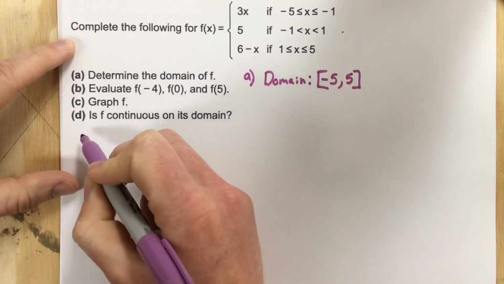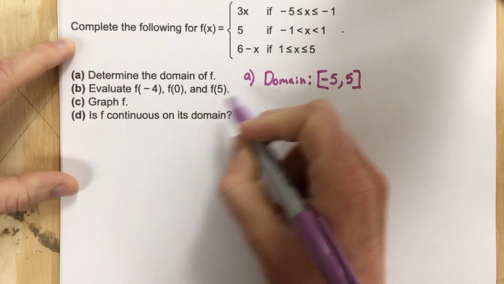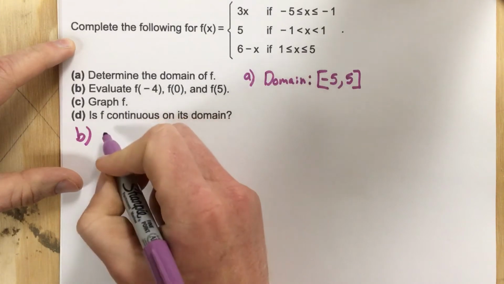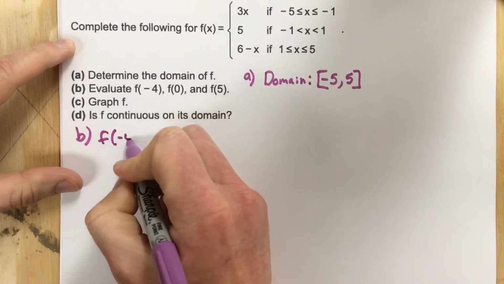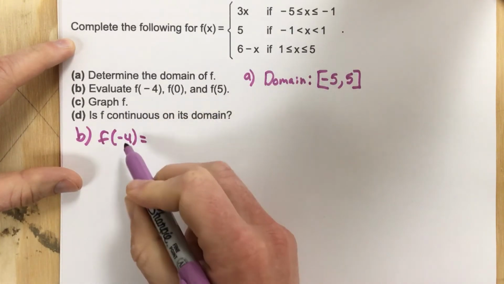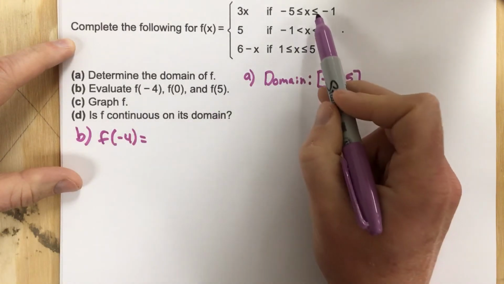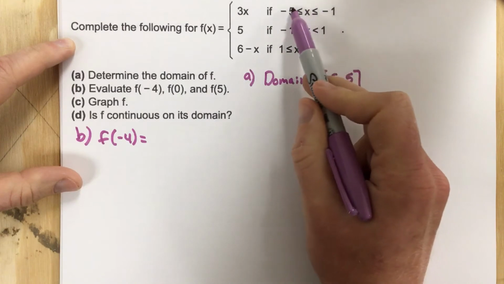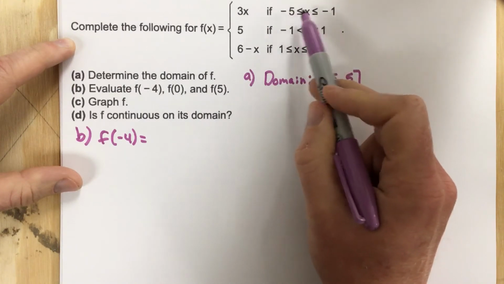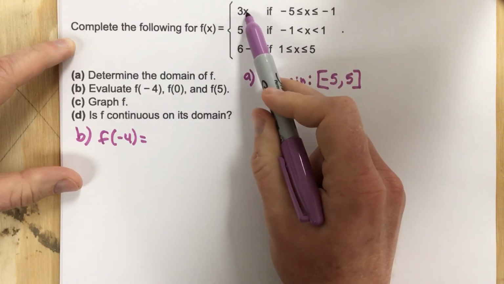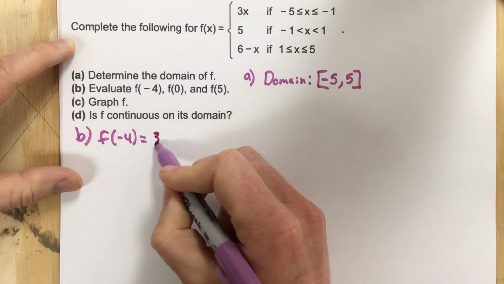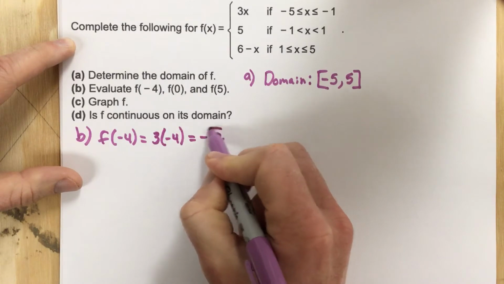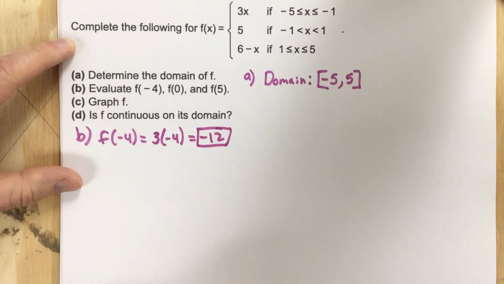Now part B, they want us to evaluate f of negative 4. So f of negative 4 is going to equal, I take negative 4, look to see which piece of the domain it's in. Well, it's in the top piece, right? Negative 4 is between negative 1 and negative 5. So I take 3 times the x value, which is 3 times negative 4, and I get negative 12 for the solution for f of negative 4.